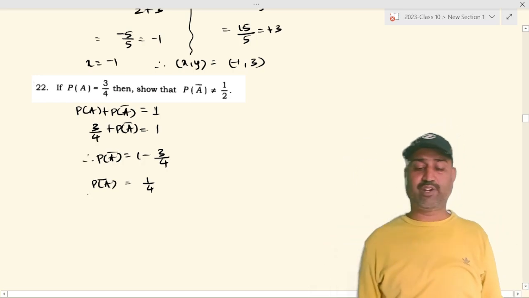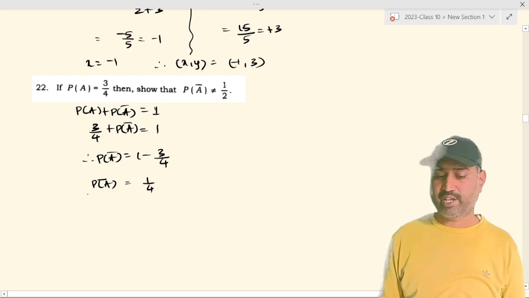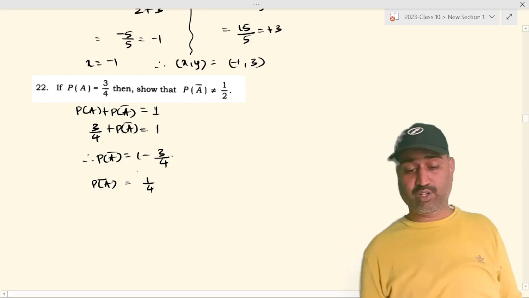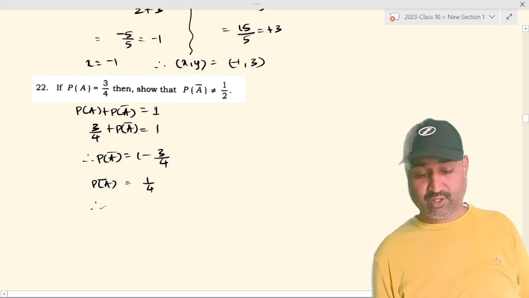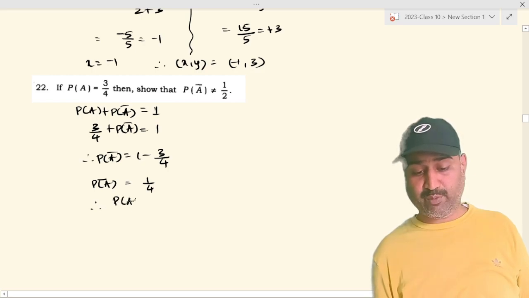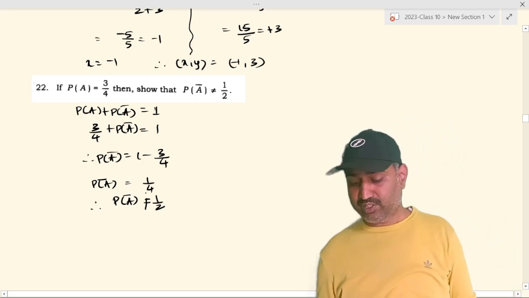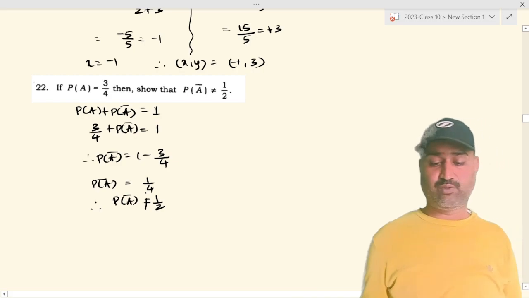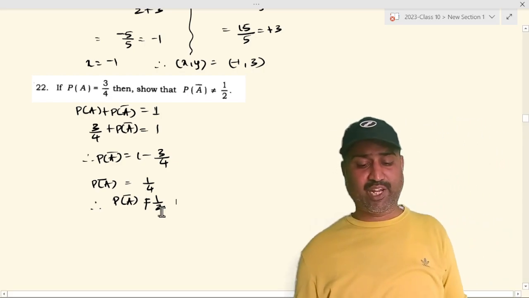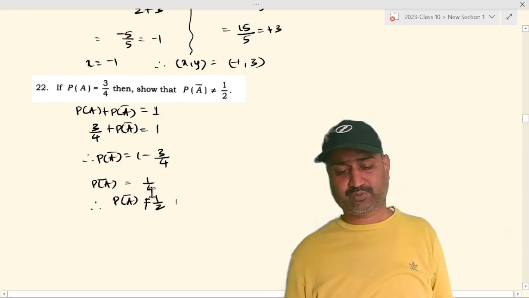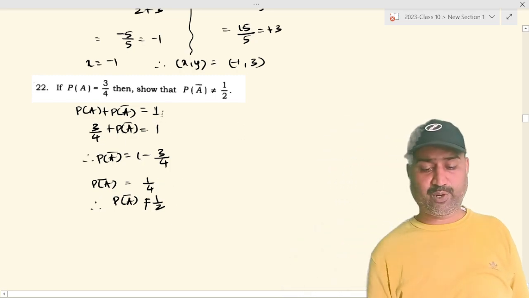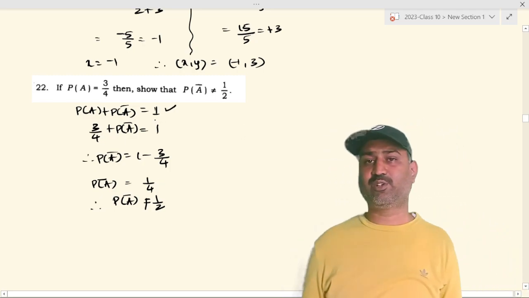Therefore, the probability of the complementary event is 1 by 4. Therefore, we can say P of complementary event A is not equal to 1 by 2, since it is equal to 1 by 4, right? Clear? A very easy problem again, 2 marks question. This formula is very important, remember. This formula is very important while solving this problem.